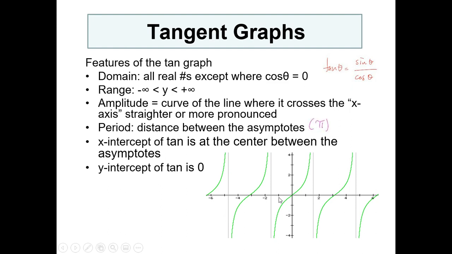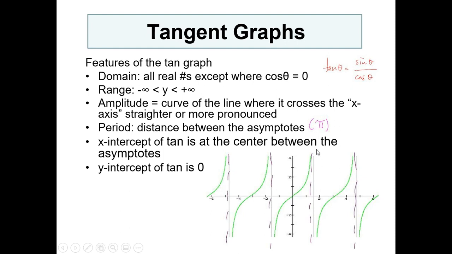The period is pi, so it's going to repeat itself every pi. If you're going to do these on your calculator, you might want to put the x scale in terms of pi rather than in terms of integers, because pi would be here at 3.14, and pi over 2 would be right here at this asymptote. So your asymptotes are right here. You might have to go back and review this section in your notes.